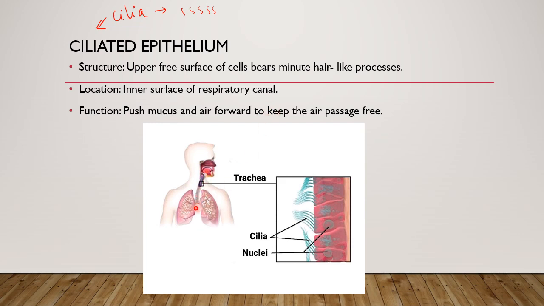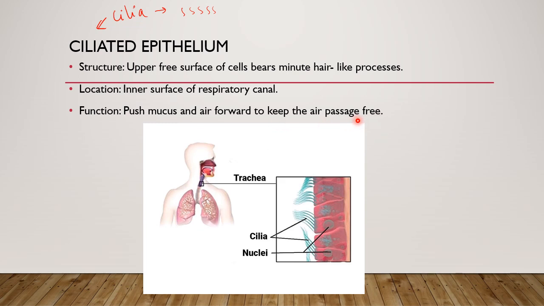Why? Because when we are breathing, a lot of other particles also keep on going in our body, which we cannot stop. So the cilia keeps on moving and it helps to clear that surface in the trachea. So that nothing gets choked up, the particles which we are inhaling do not get choked up inside, and the cilia keeps on moving so that it goes on clearing that passage. Function: pushes the mucus and air forward to keep the air passage free.